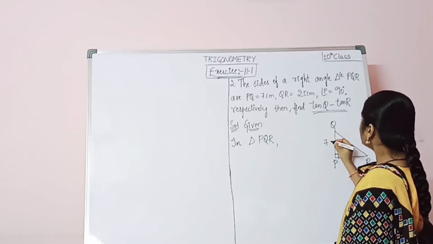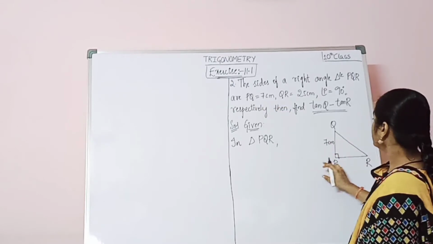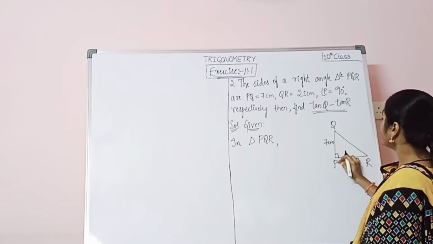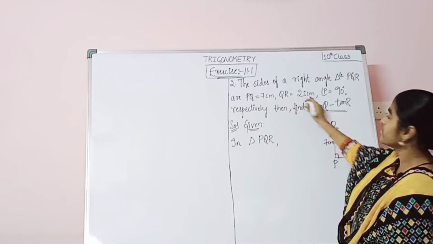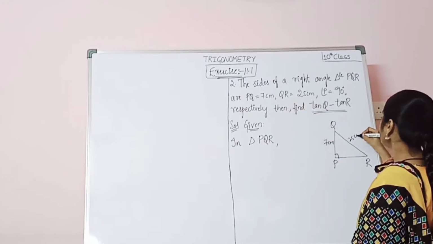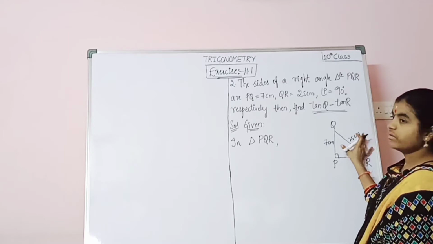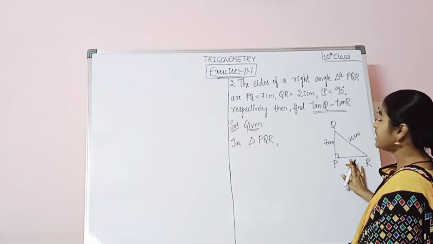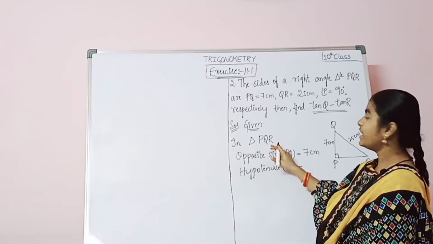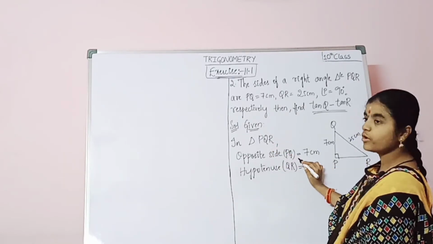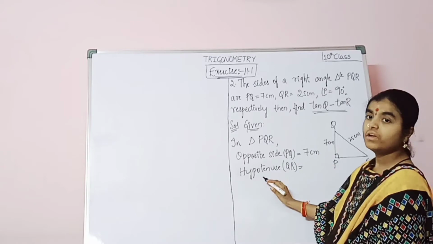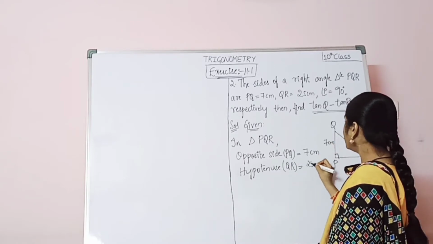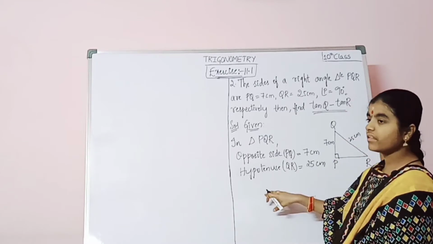PQ. What is the PQ value? 7 centimeters. PQ means here the opposite side. Next, the hypotenuse is given, QR, 25 centimeters. Both values are given. What we have to find here? Adjacent side. So in triangle PQR, the opposite side PQ equals 7 centimeters and the hypotenuse QR equals 25 centimeters. Now the adjacent side is not given.